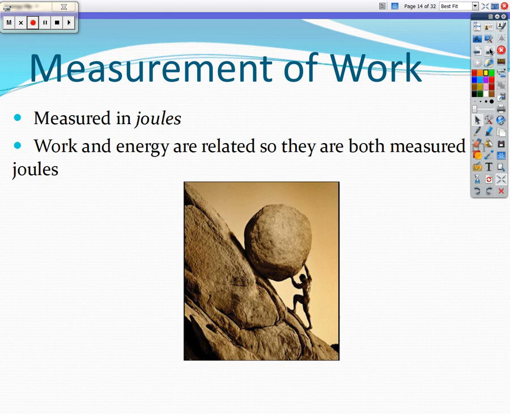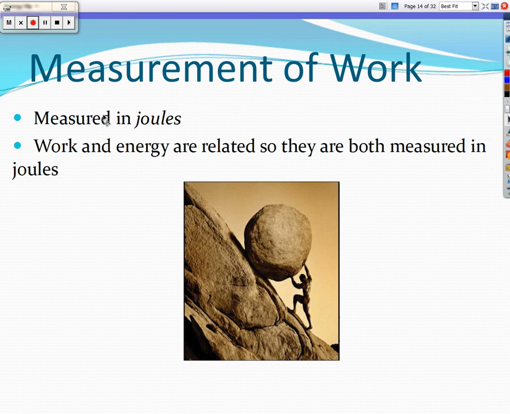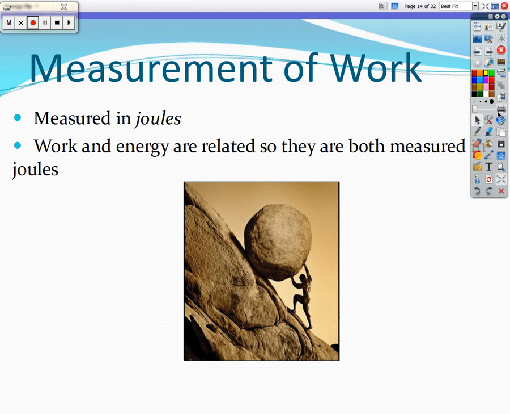Okay, you need the first bullet only. Work is measured in joules. Okay, energy is also measured in joules. So make sure you know work and energy are measured in joules.